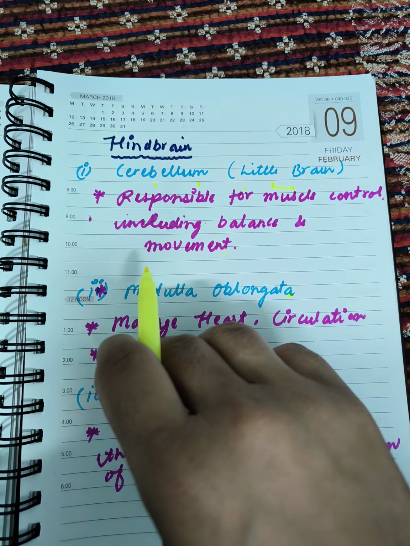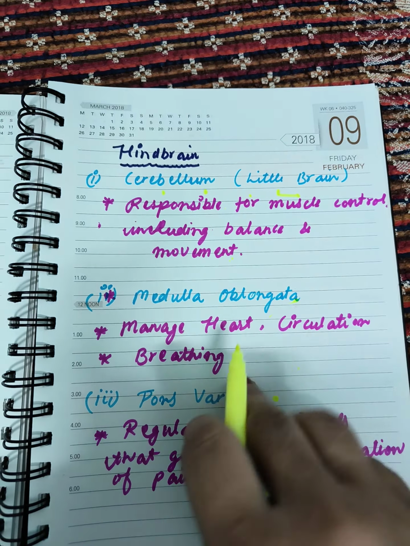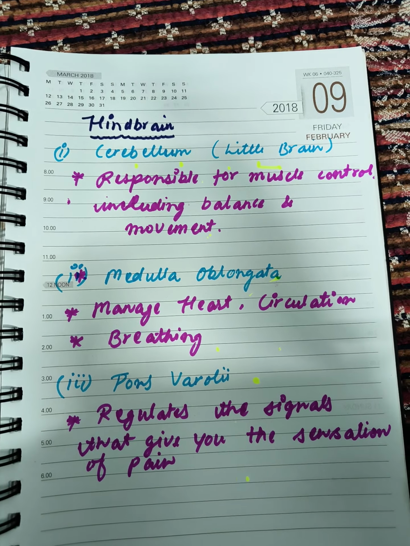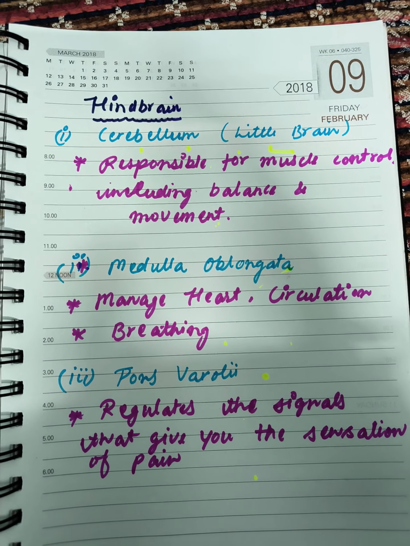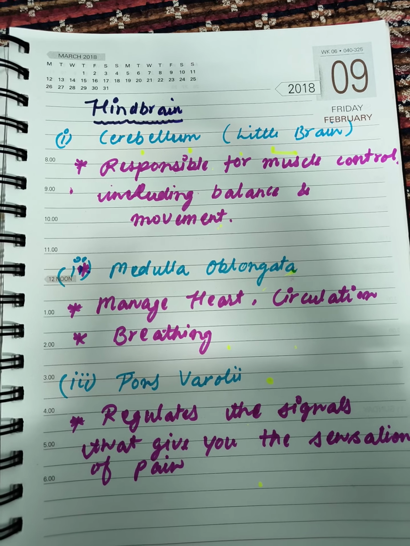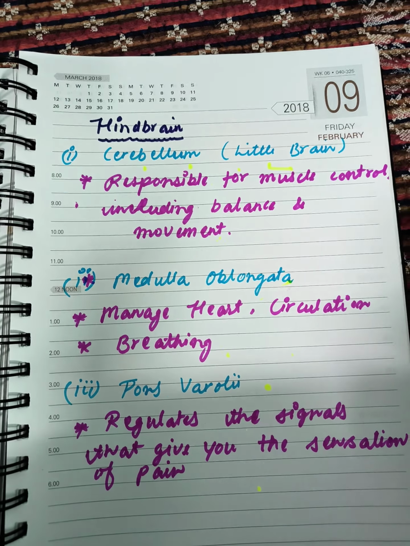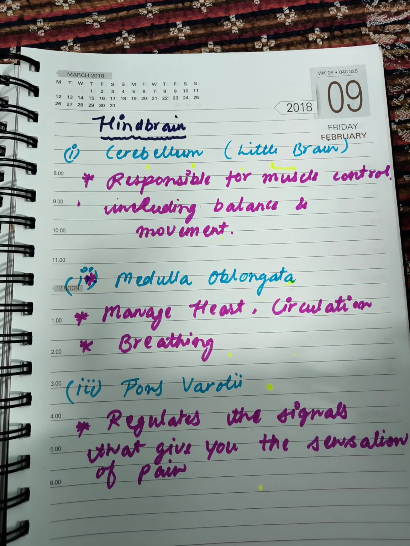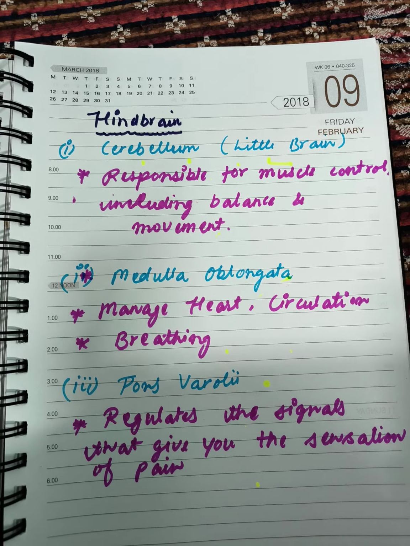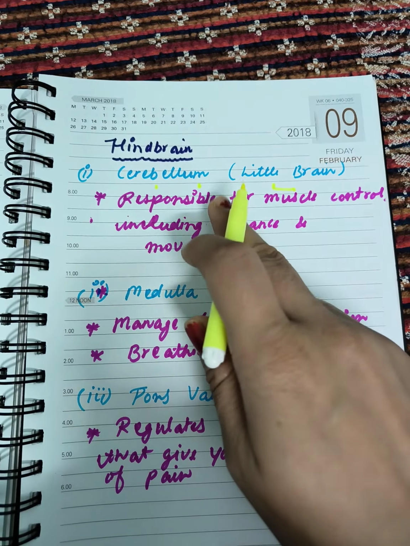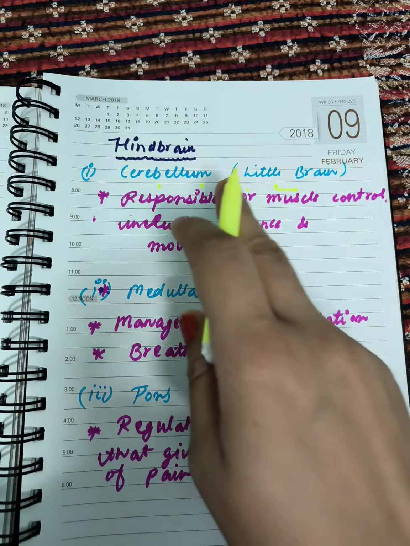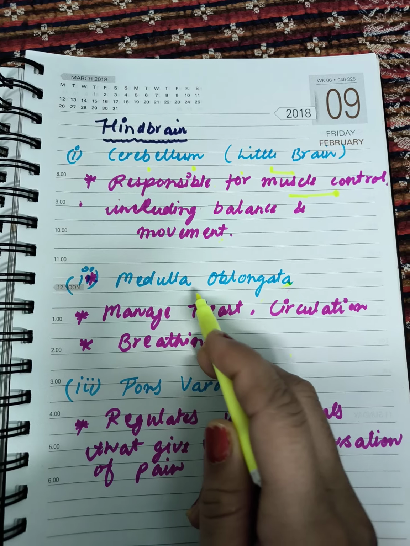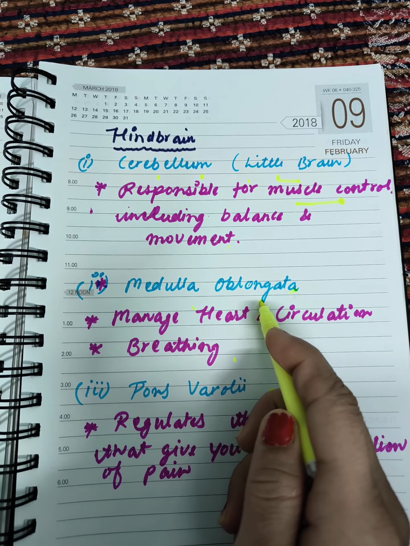The function of the cerebellum is to be responsible for muscle control, including balance and movement. If we are doing any physical work, at that time our muscle control, including how to balance, how to move around our surroundings, and how to work according to our muscles, is all done by the cerebellum. So the cerebellum is responsible for what? Muscle control.